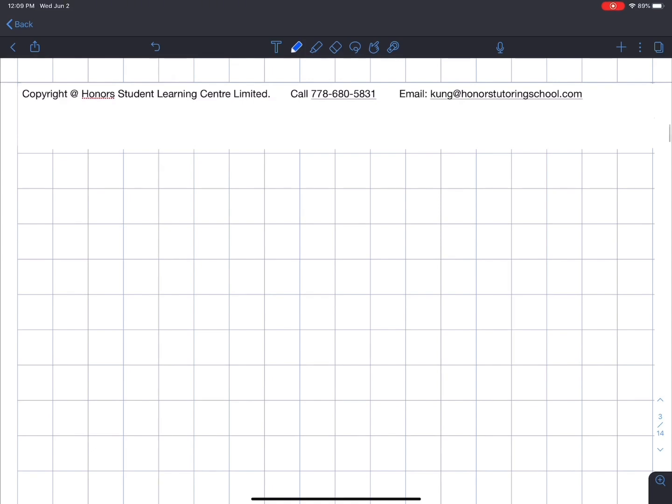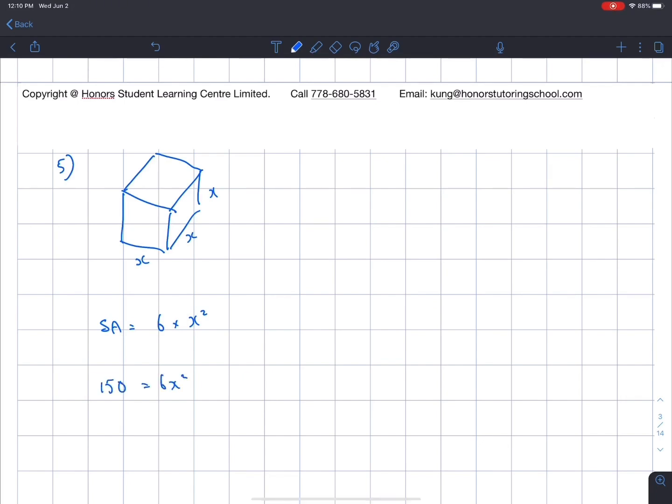Okay, question 5. A cube has a surface area of 150. Find its volume. So we have a cube. Each side length will just be x. If you still remember, the surface area of a cube is just 6 times the area of one face. The area of one face will just be x squared, just x times x. And you have 6 faces, right? So this surface area is 150. You have 150 equals 6x squared.